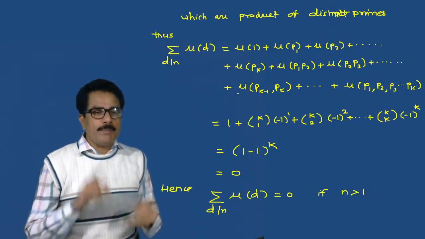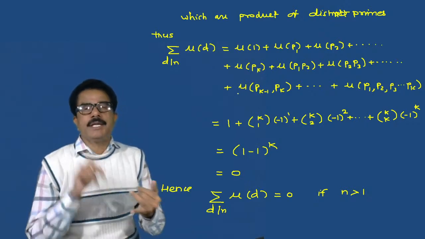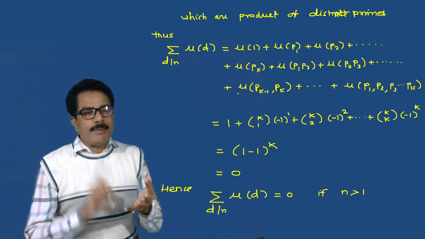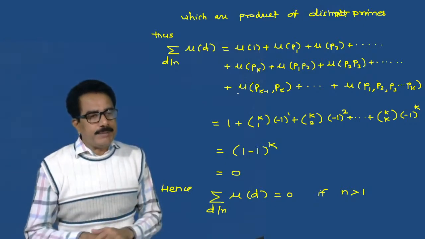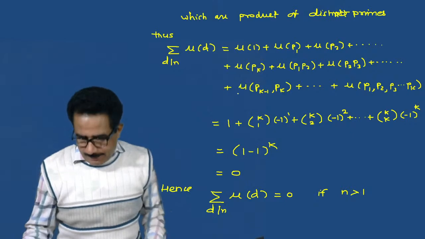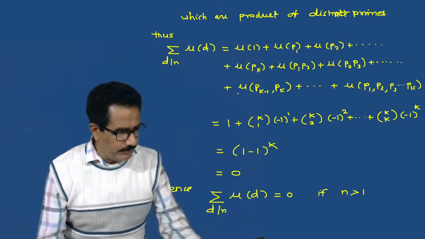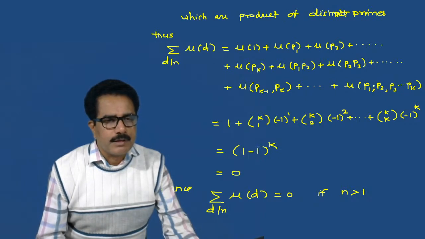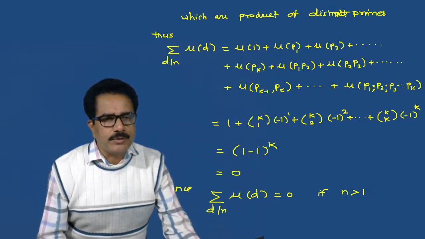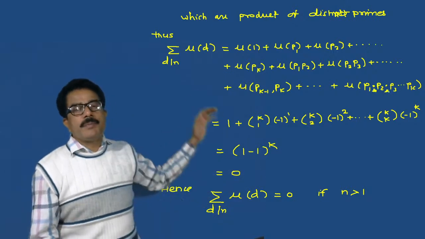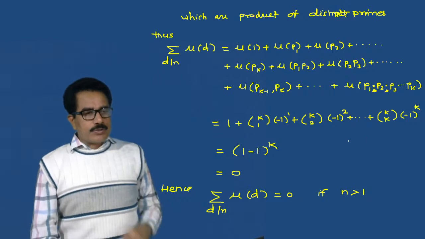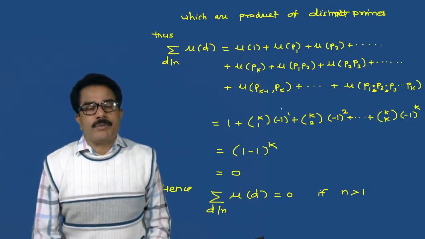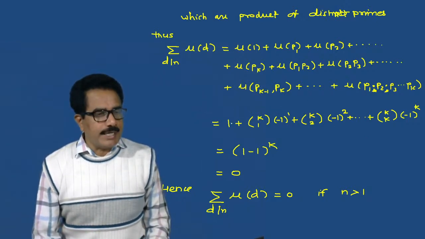Again mu of p1 into p2 into p3, into mu of p1, p2, p3, p4, p5, this is the product. Here we shall write the product, there is no comma here, the product p1 into p2 into p3 dot dot dot pk. So by using the summation formula, by using expansion, we can write mu of 1 is equal to 1.